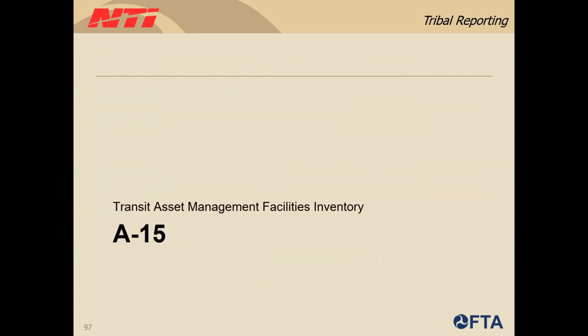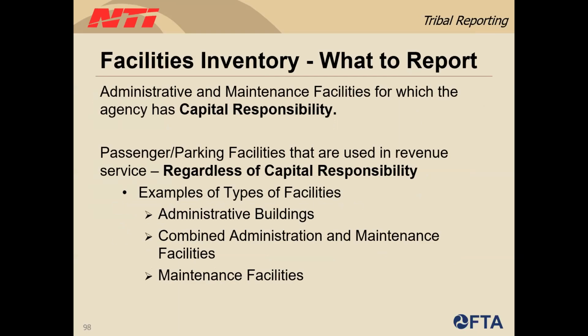Next is the Transit Asset Management Facilities Inventory A15 form. The A15 form collects basic information on facilities that your agency uses to supply public transit service. On this form, you should report administrative and maintenance facilities for which your agency has capital responsibility. However, you should report all passenger and parking facilities that your agency uses in public transit service, regardless of who has capital responsibility for those facilities.